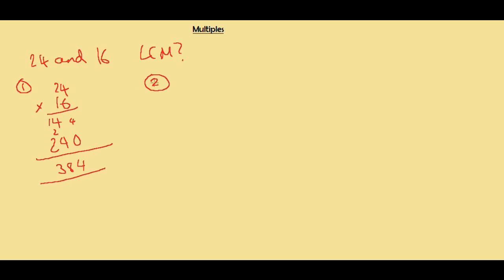The second step is to find out the highest common factor between 24 and 16. If you've not seen how to find the highest common factor, you may want to look at one of the other videos for now.